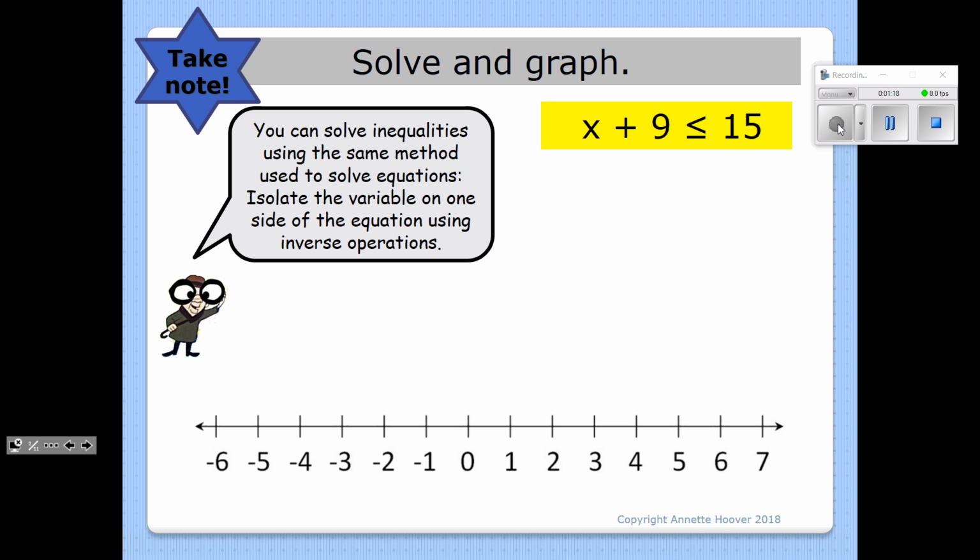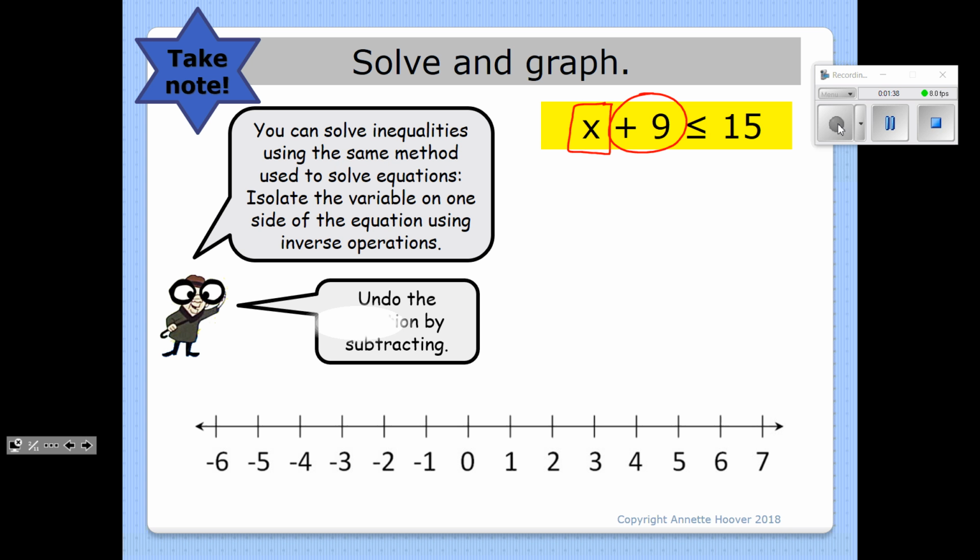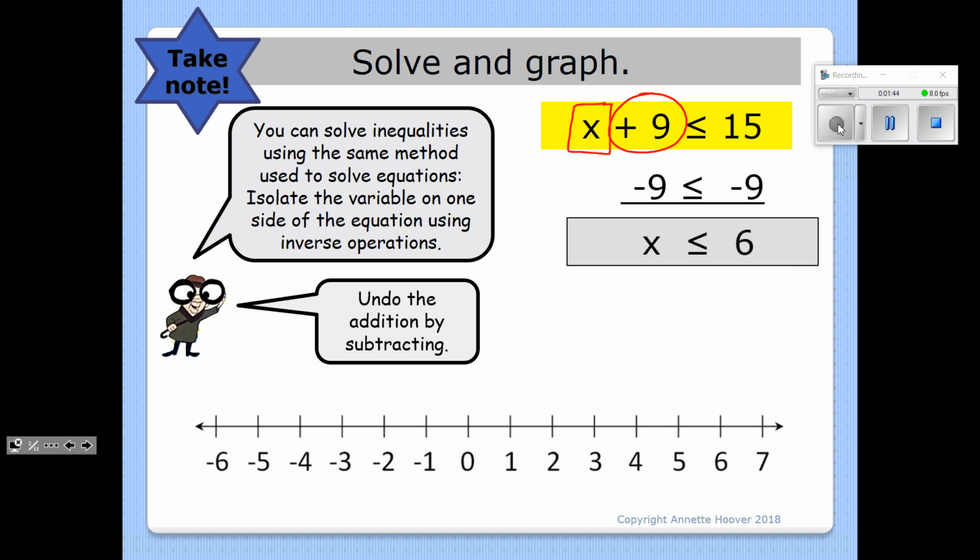First of all, you're going to locate the variable. Once you locate the variable, this one is on the left side. You want to get the variable by itself on the left side. It is being added to 9, so you have to move this to the other side of the equation. We do that using our inverse or our opposite operations. Since it's a positive 9, we're going to do a negative 9 on both sides of the equation. And 15 minus 9 is 6. So the solution is x is less than or equal to 6.